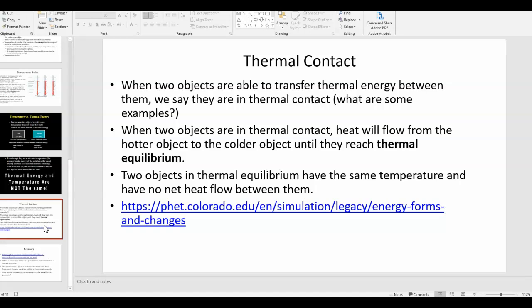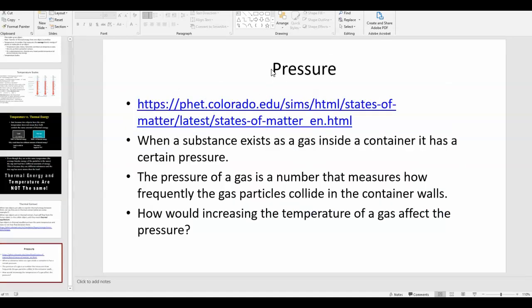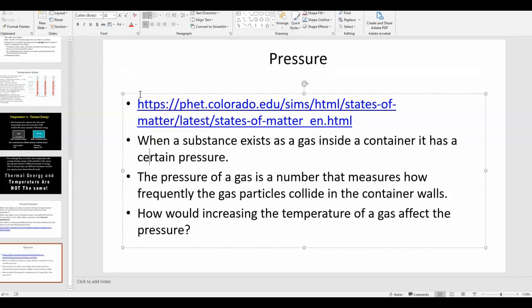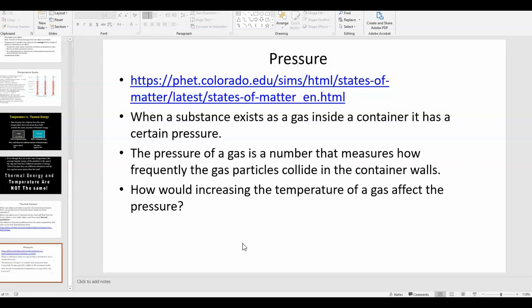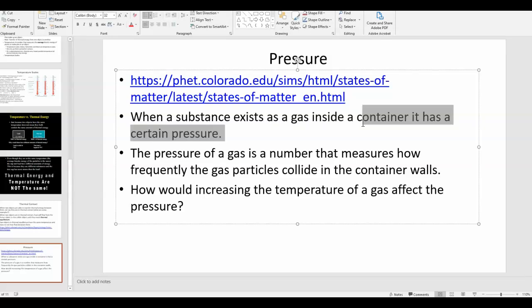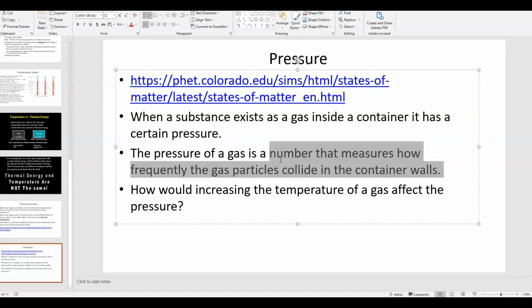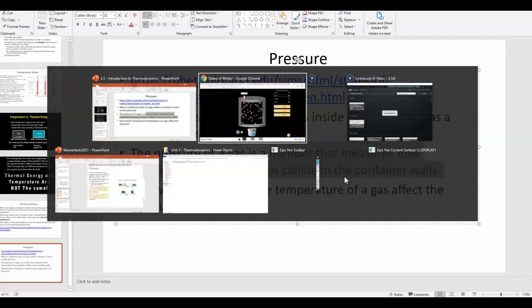All right, so one last term I want to talk about besides thermal equilibrium is pressure. Okay, and we're going to talk mainly about the pressure of a gas. All right, so I want you to see what pressure looks like. Now, here's the definition of pressure. It says when a substance exists as a gas inside a container, it has a certain pressure. It says the pressure of a gas is a number that measures how frequently, that means how often, the gas particles collide with the container walls.